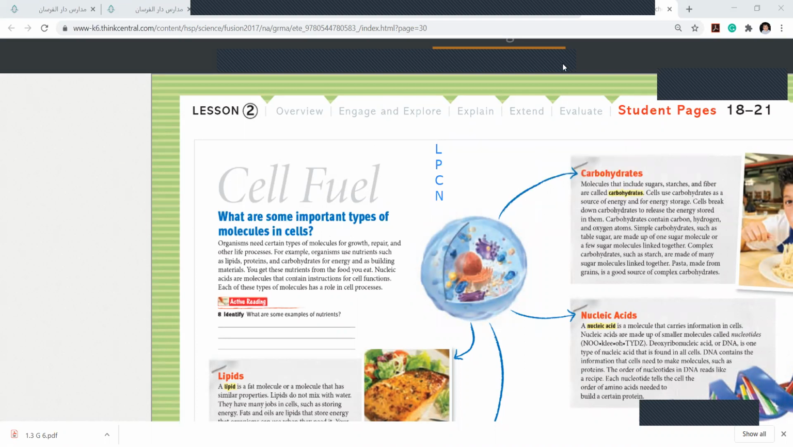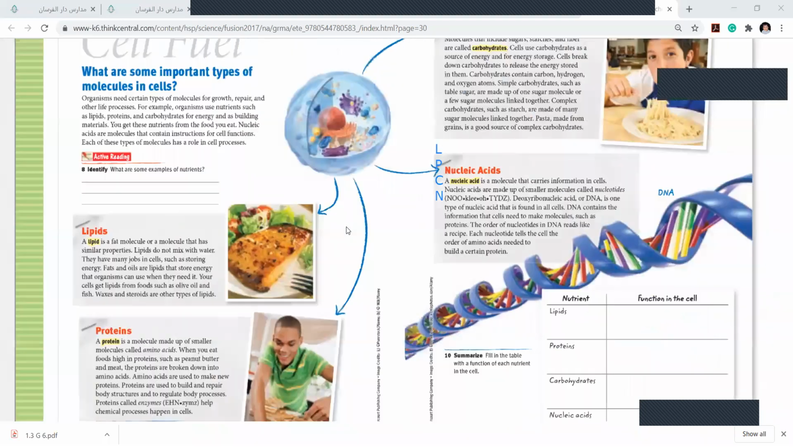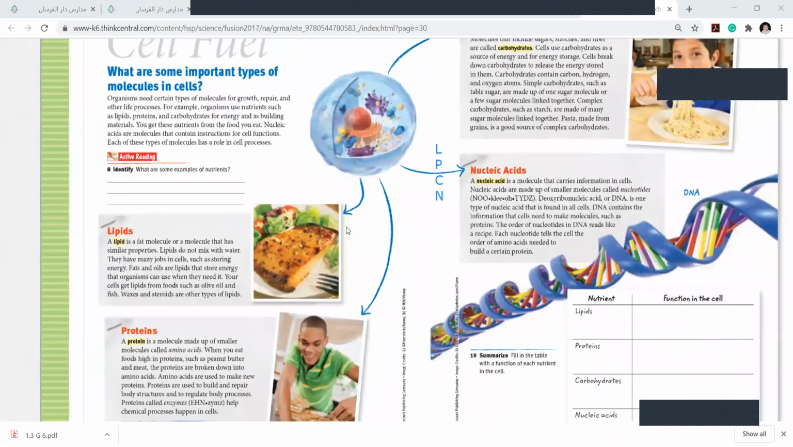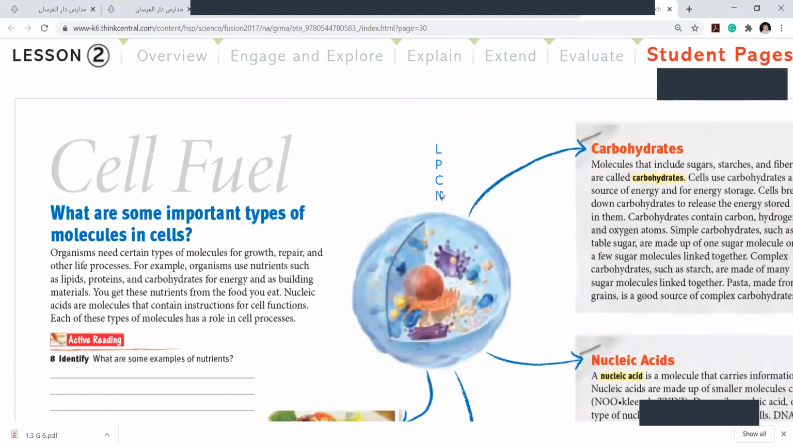Miss, you can make a short form for this. LPC. Last year, I used to say LP Cartoon Network. LPCN. That is L for lipid, P for protein, C for carbohydrates, and N for nucleic acids.